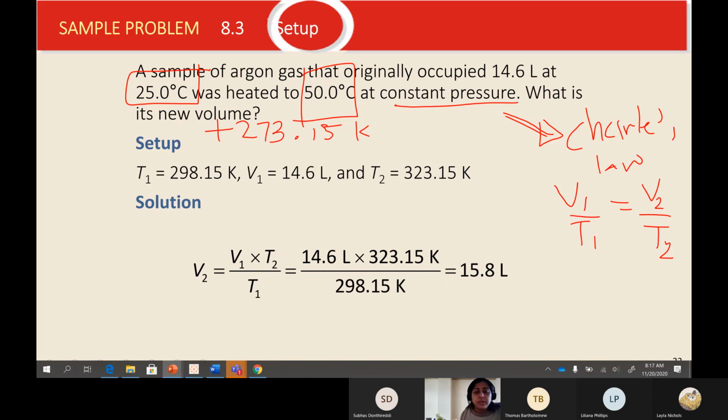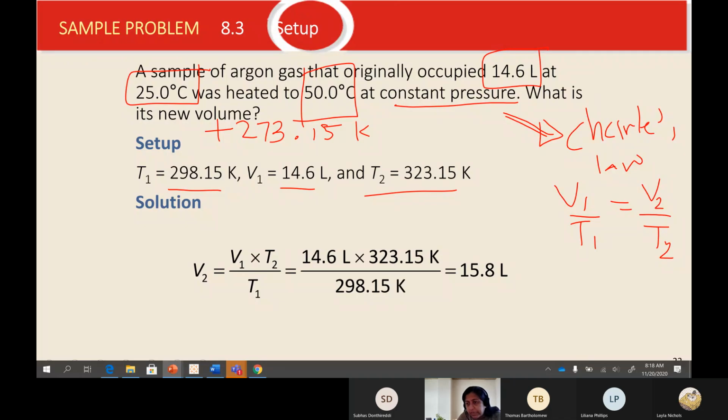Okay, good. When I converted the temperatures from Celsius to Kelvin, I got the temperature 1 as 298.15 Kelvin and the second temperature as 323.15 Kelvin. The volume 1 is given as 14.6 liters. So I am looking for V2.